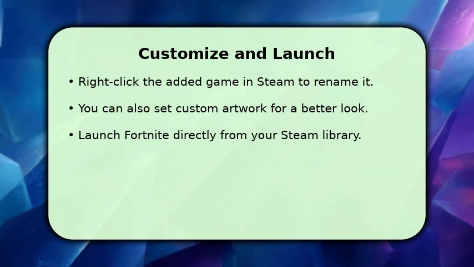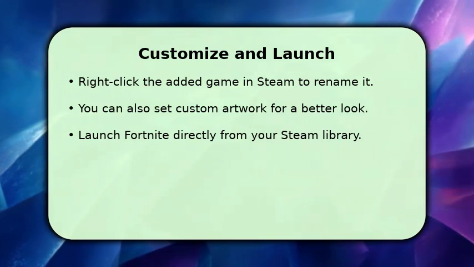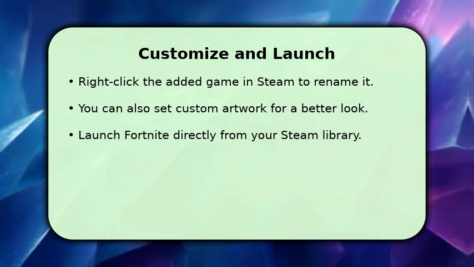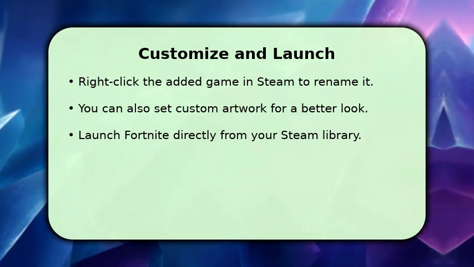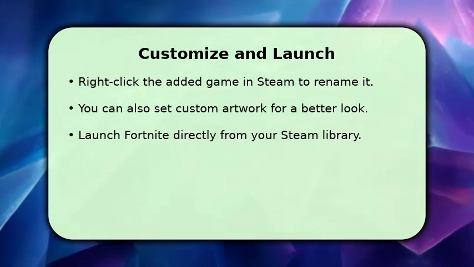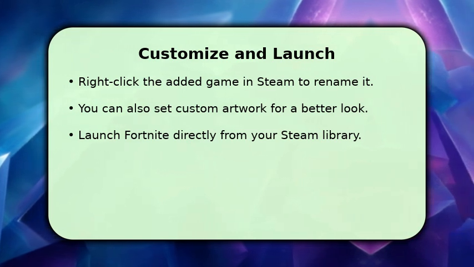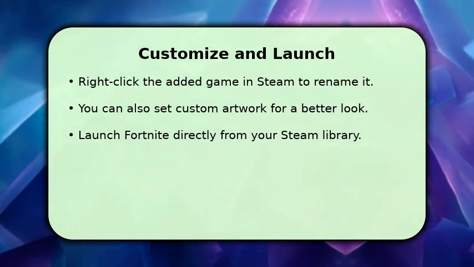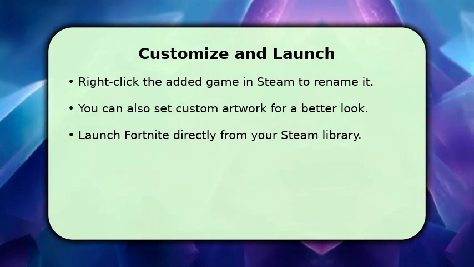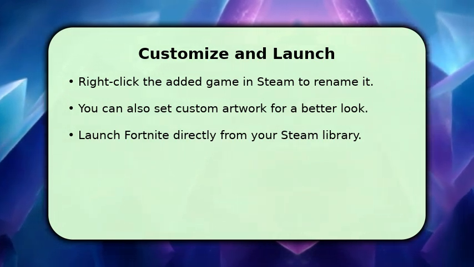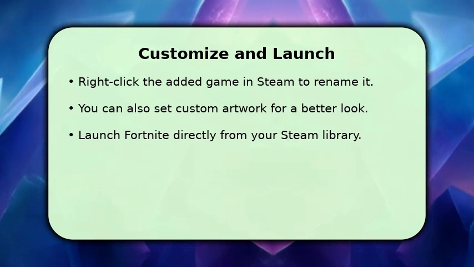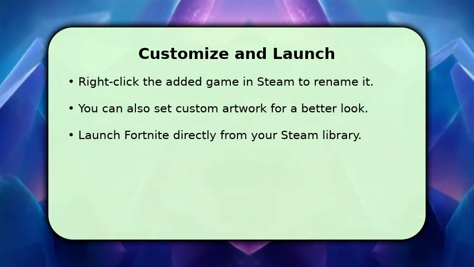Once added, you can right-click the entry in your Steam library to rename it to simply Fortnite for clarity. You can also customize its icon and background art for a more integrated feel. Now, when you want to play, simply launch Fortnite from your Steam library. Steam will then open the Epic Games launcher, which in turn starts Fortnite. This method streamlines your gaming access.